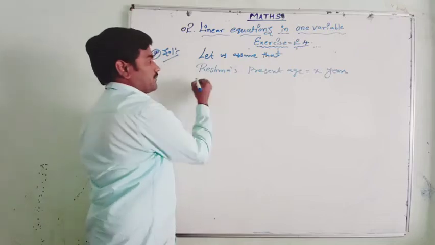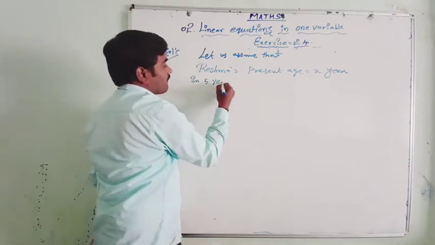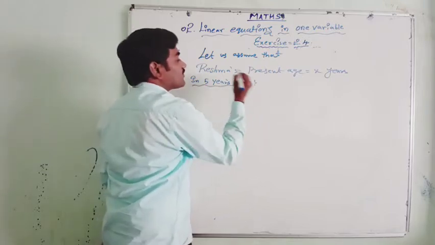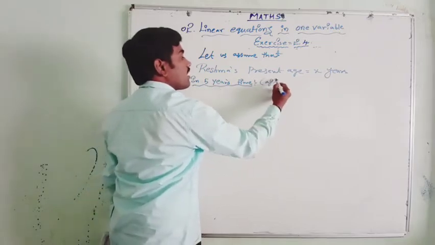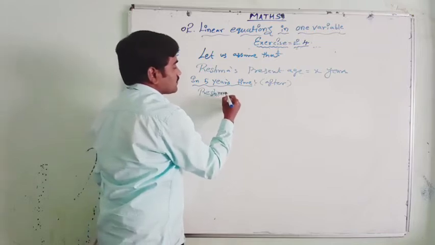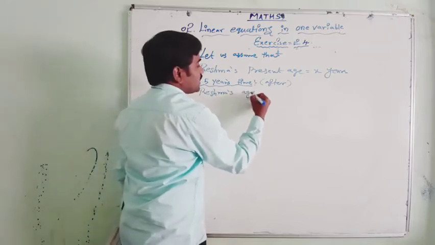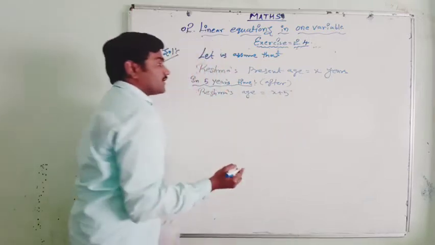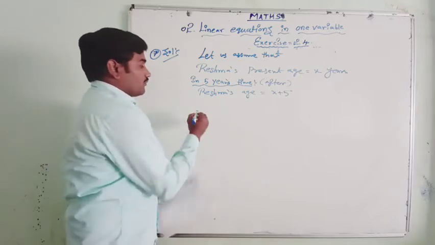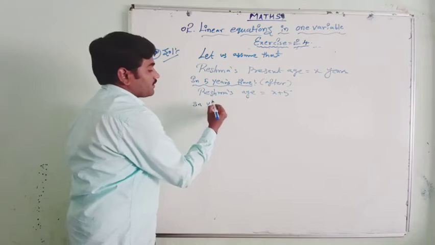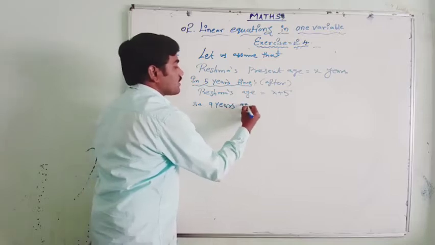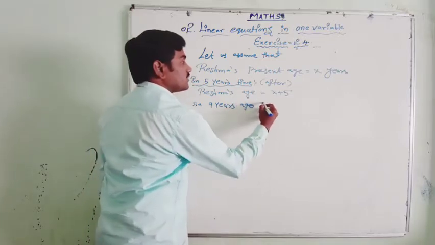Then in 5 years' time, that means after 5 years, Reshma's age is equal to X plus 5. Then 9 years ago, this is before.